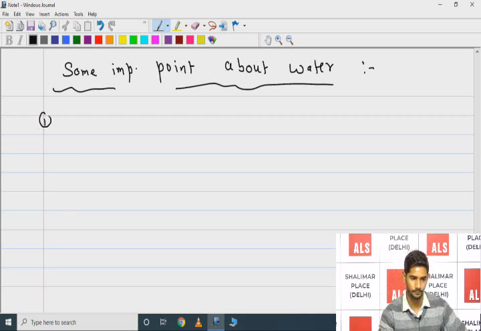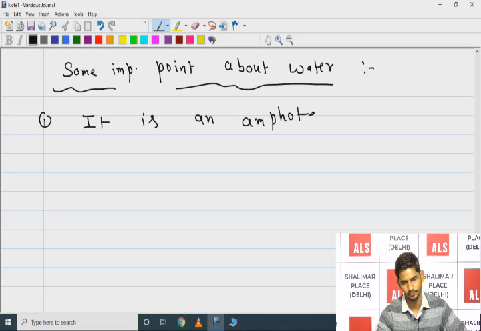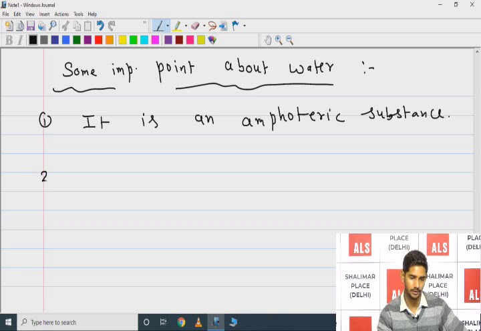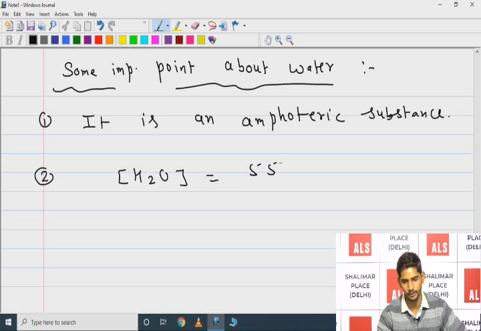First, it is an amphoteric substance. Means it can behave as an acid as well as a base. Second, you have to remember the concentration of water is 55.5 molar. I think we need not calculate it.